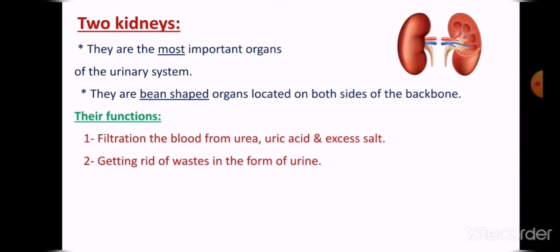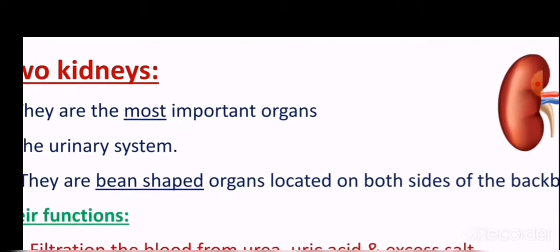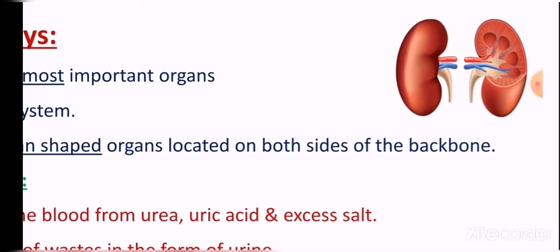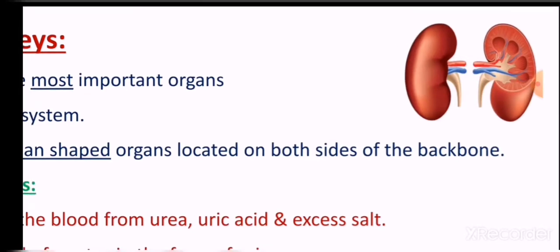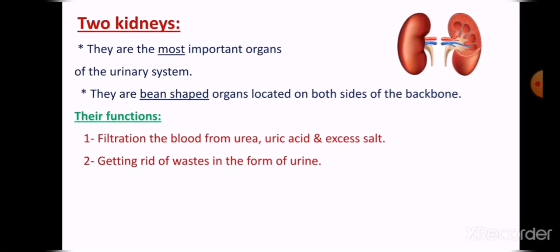As we see, they are pin-shaped organs. Like this picture, they are pin-shaped organs located on both sides of the backbone. They are two kidneys, right and left kidneys, located on both sides of the backbone. Okay? What is the function of the kidneys? They make the filtration process, like a filter.